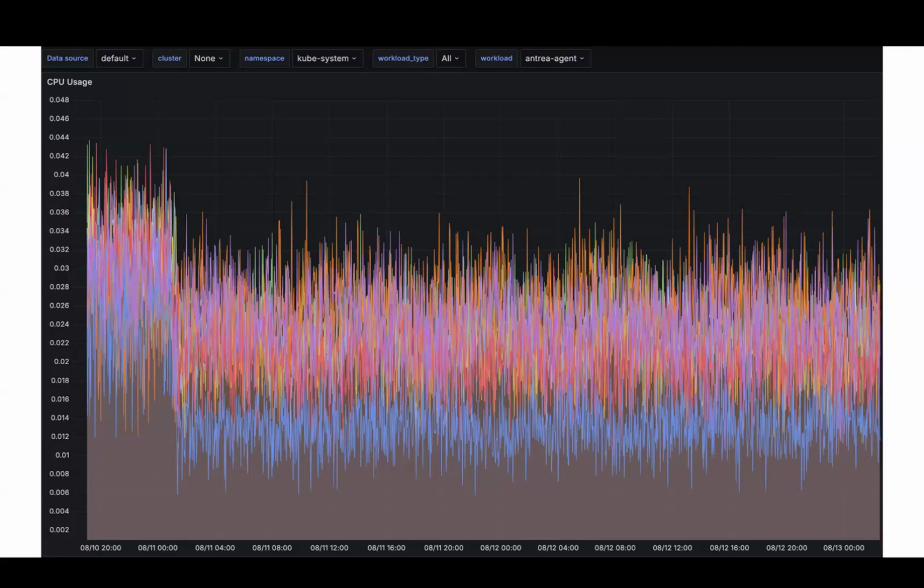And I performed this test multiple times. The pattern was the same. So one observation is that in the idle state, both the agent and the controller CPU usage is a little high. And after that, it is constant for the next 48 hours or so.